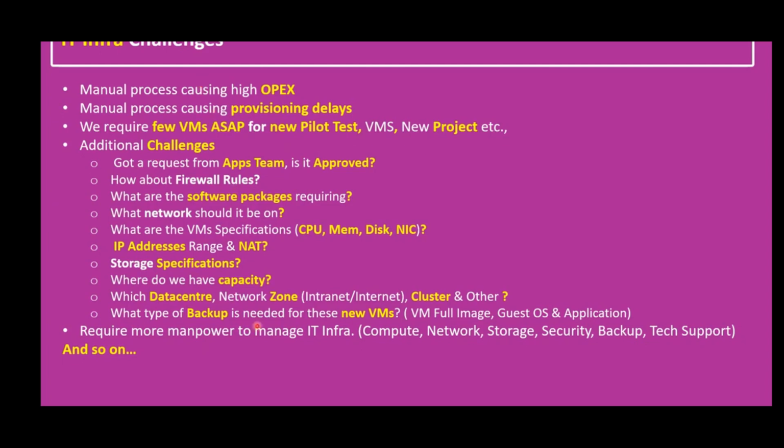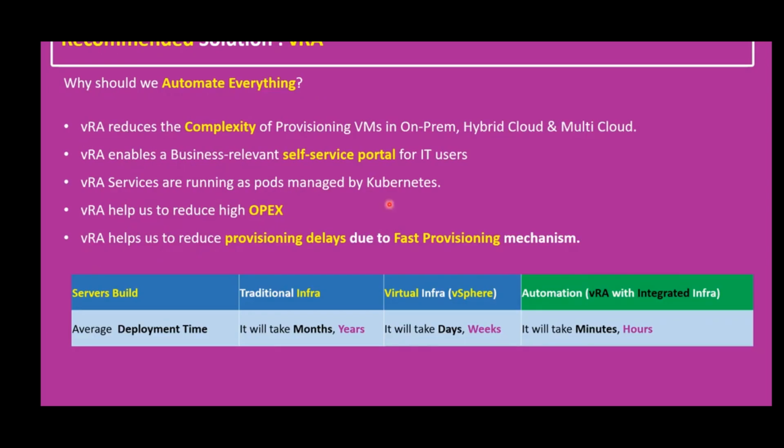So in order to address all these challenges, the VMware recommended best solution is vRealize Automation. So the recommended solution I gave is vRealize Automation. So why should we automate everything? The main purpose of using vRealize Automation is that VRA reduces the complexity of provisioning VMs in on-premises, hybrid cloud, and multi-cloud environments. It's not limited to your on-premises environment. On-premises means within a data center level, or it will also support both private and public. If your organization has private and public, it is considered a hybrid cloud. If you have multiple hybrid clouds plus any additional cloud, it is considered a multi-cloud.